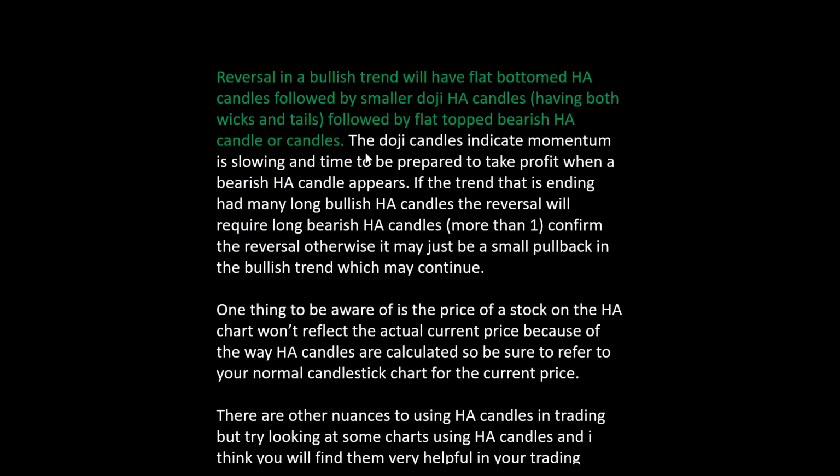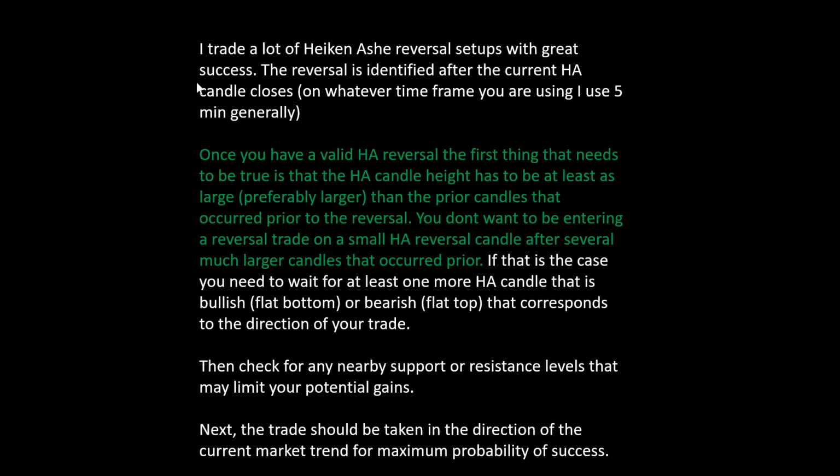When you get the video copy of this, you can read through the rest of it, but I don't want to take too long doing this. I want you just to understand what's critical about using Fibonacci candles. Once you have a valid Fibonacci reversal, the first thing that needs to be true is the Fibonacci candle height has to be at least as large, preferably larger, than the prior candles that occurred before the reversal, which is what I just pointed out. You don't want to be entering a reversal trade on a small Fibonacci reversal candle after several much larger candles occurred prior, because that's not a good confirmation of the reversal taking place. It could end up just being some more chop.